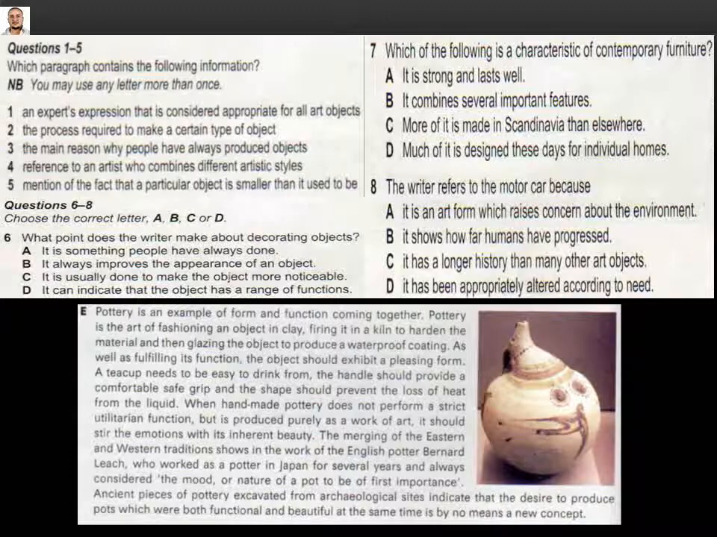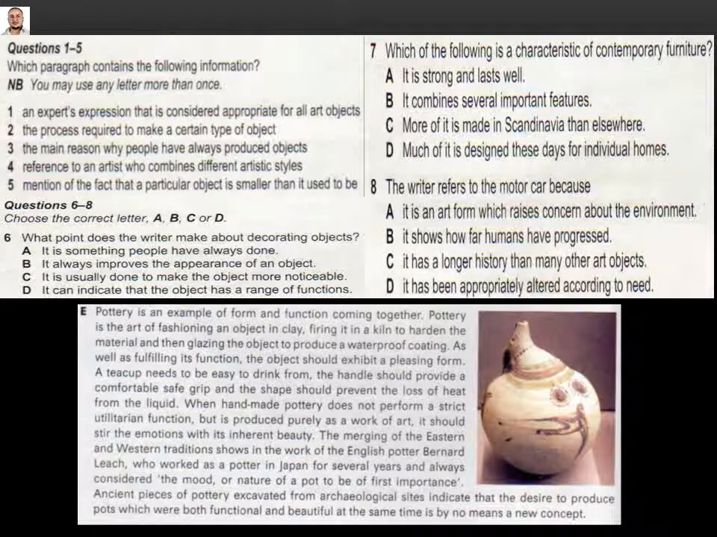From the first line, the last word, pottery is the art of fashioning an object in clay, firing it in a kiln to harden the material, and then glazing the object. This is the process, because fashioning an object in clay, firing it in a kiln, talks about the steps of how to make it. So this is the process. Number 3, we have already chosen 3.